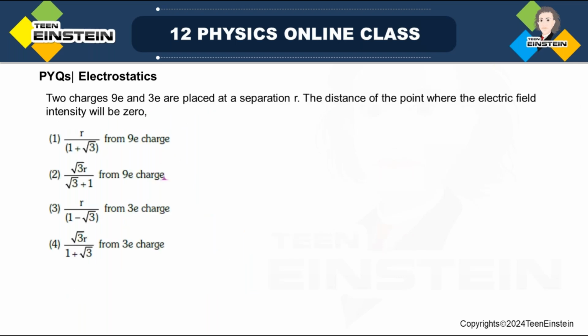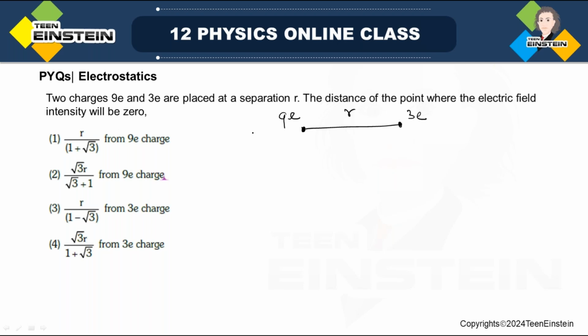So this problem is again a very interesting problem. There are two charges 9e and 3e placed at a separation r. Let me write it here. So this is one charge, and this is another charge. Let me take this as 9e and this as 3e. They are separated by distance r. We need the distance of the point where the electric field intensity will be 0.